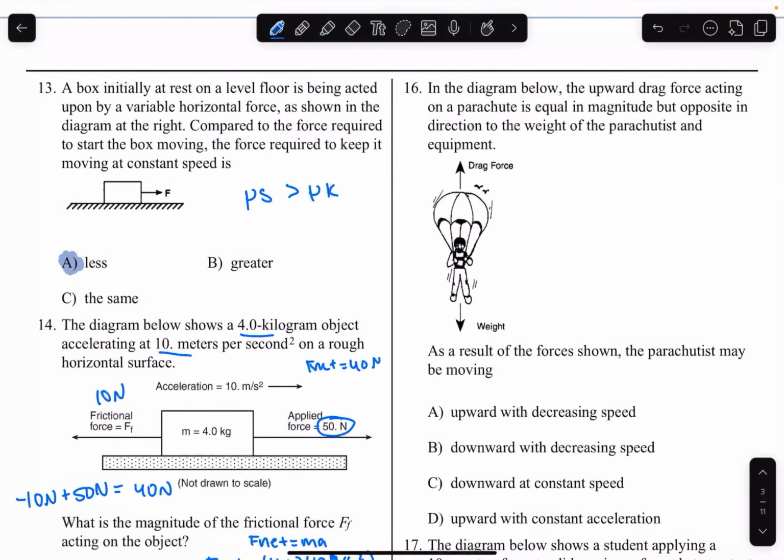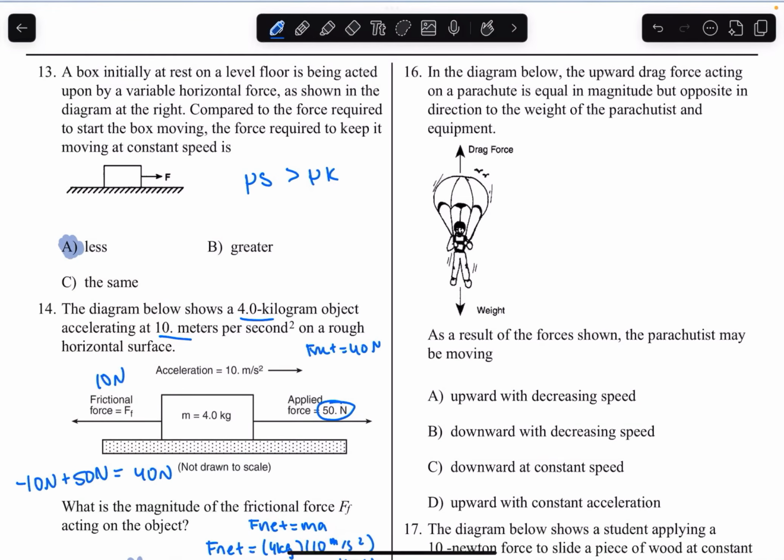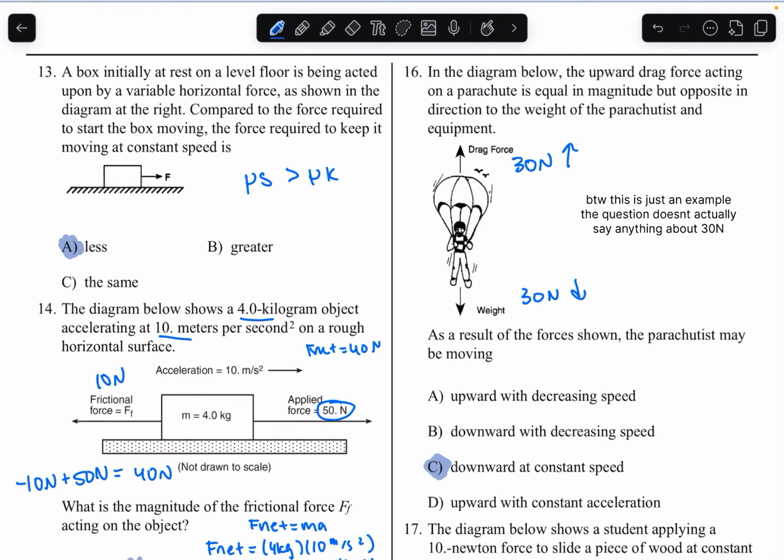16. In the diagram below, the upward drag force acting on a parachute is equal in magnitude but opposite in direction to the weight of the parachutist and equipment. As a result of the forces shown, the parachutist may be moving C, downward at constant speed. So the drag force and weight have the same magnitude, which means that it is moving at constant velocity. Imagine it's 30 newtons here going this way and 30 newtons here going down this way. That puts it at equilibrium, aka constant velocity.